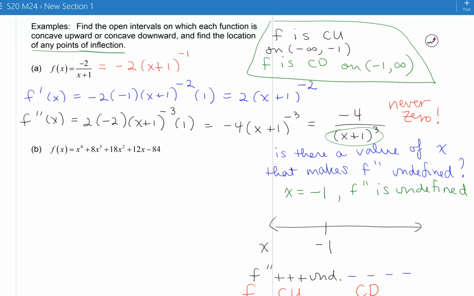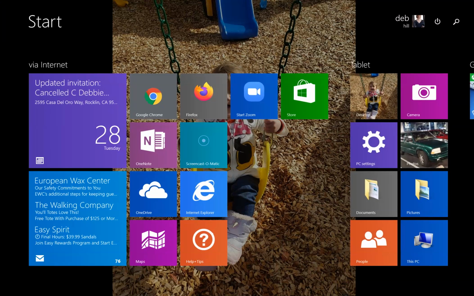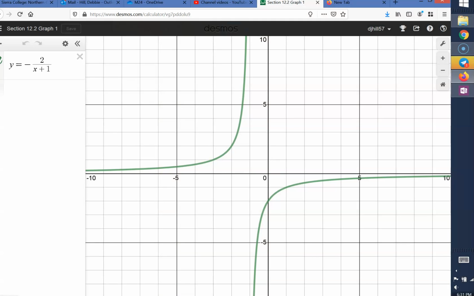And then it asks if there's any points of inflection. Well, the point we found where the second derivative was undefined is also a point where the function is undefined. So for this example, there are no inflection points because the graph does not even exist when x is -1. In fact, let's take a quick look at the graph, and here's what it looks like. So when x is smaller than -1, to the left of -1, concave up. To the right of -1, concave down. But there can't be an inflection point when there isn't even a point when x is -1.